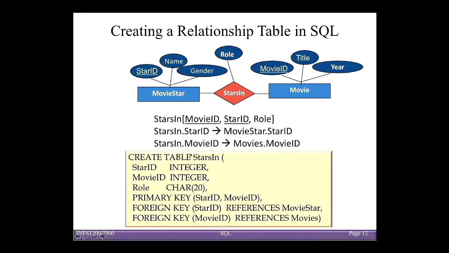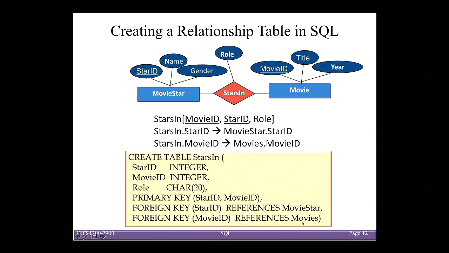To create that, you're going to say create table, stars in, that's the name. You're going to have a set of attributes, star ID, movie ID, and role: integer, integer, character. You're going to have a primary key where the primary key is going to be the combination of star ID and movie ID. There it is. You're going to have two foreign keys. This foreign key is star ID, which is going to reference movie star. And this one is movie ID, and it's going to reference movies.